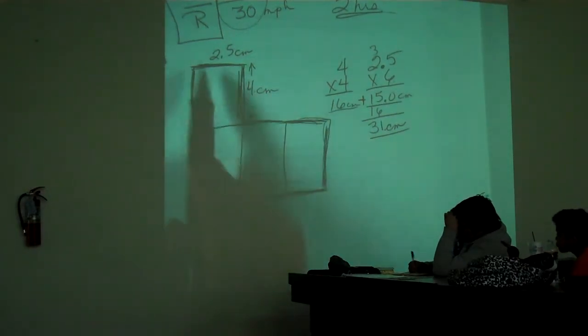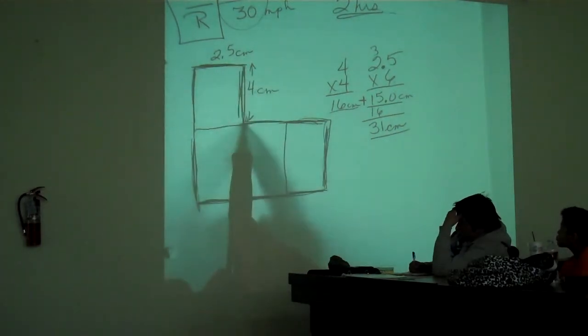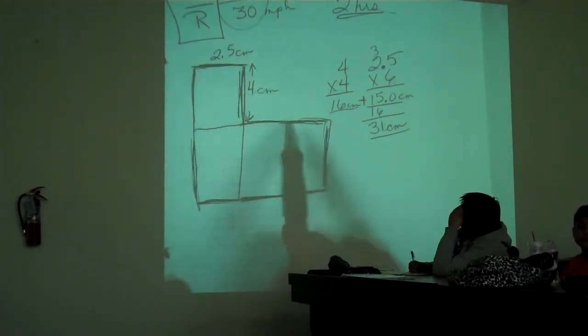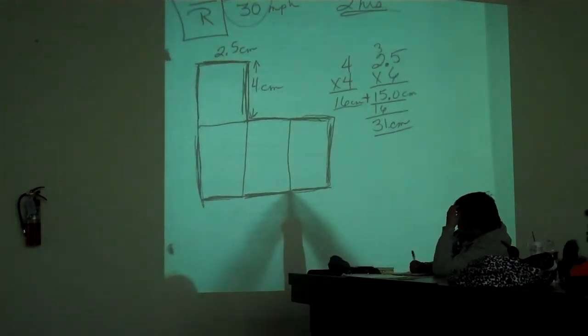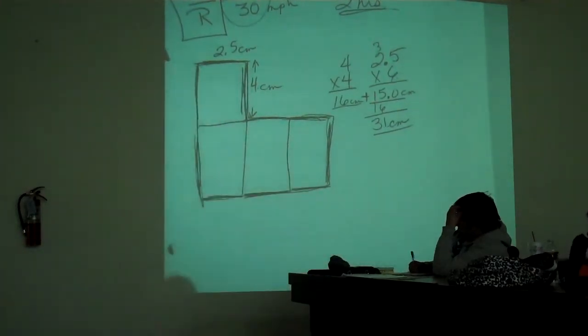If you want to add 2.5 plus 4 plus 2.5 plus 2.5 plus 4 plus 2.5, if you want to add every single one of those, you can do that. This is the easy way to do it. Okay?